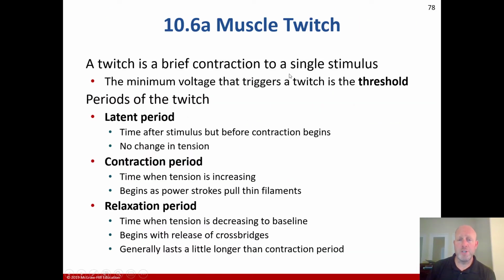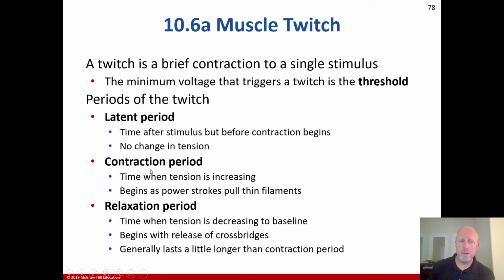A twitch is a brief contraction to a single stimulus. The minimum voltage that triggers a twitch is the threshold. Every muscle has its threshold point. The periods of the twitch: the latent period is the time after the stimulus before the contraction begins. There's no change in tension.